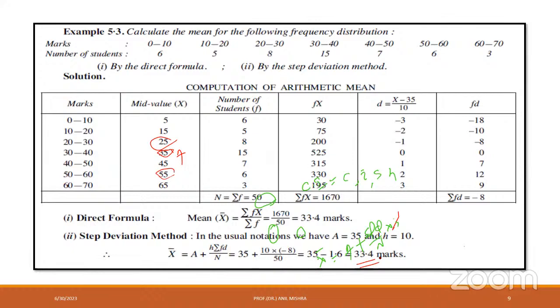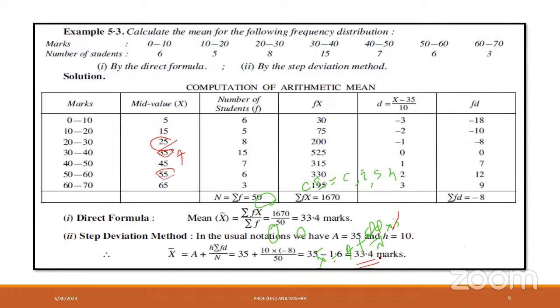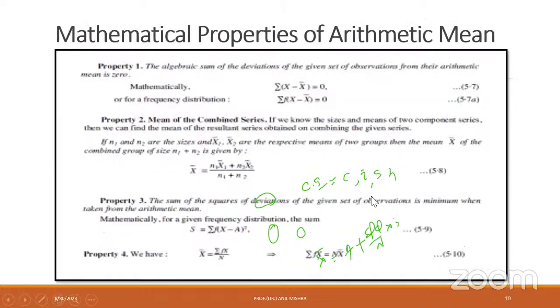Okay. Now moving to the next bit. Let's say these are the basic mathematical properties of the arithmetic mean. The first property tells us the algebraic sum of the deviations of a set of observations from the mean is 0. That means the sum of x minus x bar is 0.